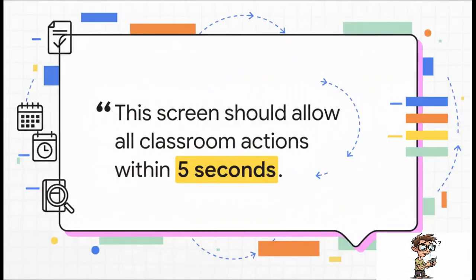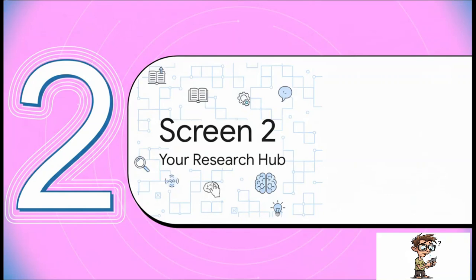You know, the entire philosophy behind Screen 1 really just comes down to one thing: speed. Every single classroom action, whether it's pulling up a worksheet or checking your schedule, should be possible within 5 seconds of you unlocking your phone. That's the goal. That's the whole point. All right, now let's see how this system starts to build on itself.